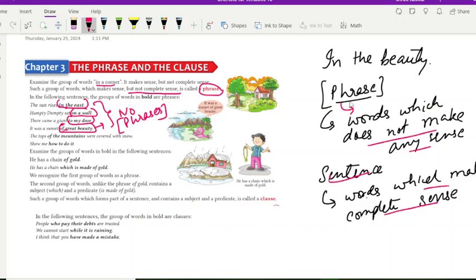Now, examine the group of words in bold in the following sentence. He has a chain of gold. See, of gold. Does this make any sense? No, that's why it is known as a phrase. Okay, this is a phrase, a group of words which does not make complete sense. Now, if you look at the second sentence: he has a chain which is made of gold.